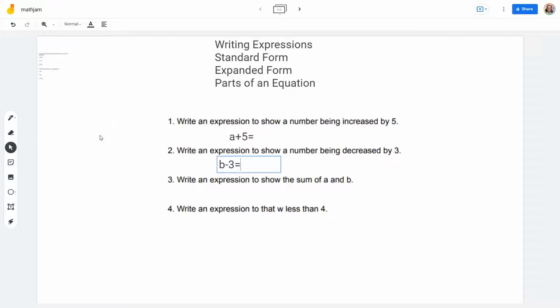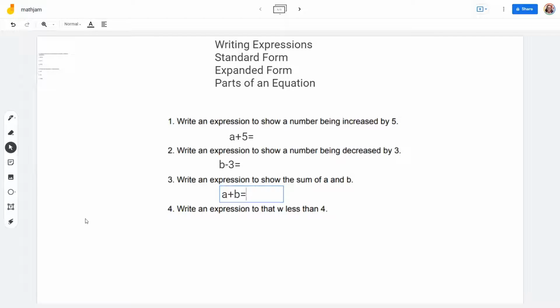All right, let's take a look at the next one. Write an expression to show the sum of A and B. Well, remember, the sum means what the two numbers would equal if they're added together. Well, we don't know what numbers A and B represent, but we can still write out the expression. So we would say A plus B equals.